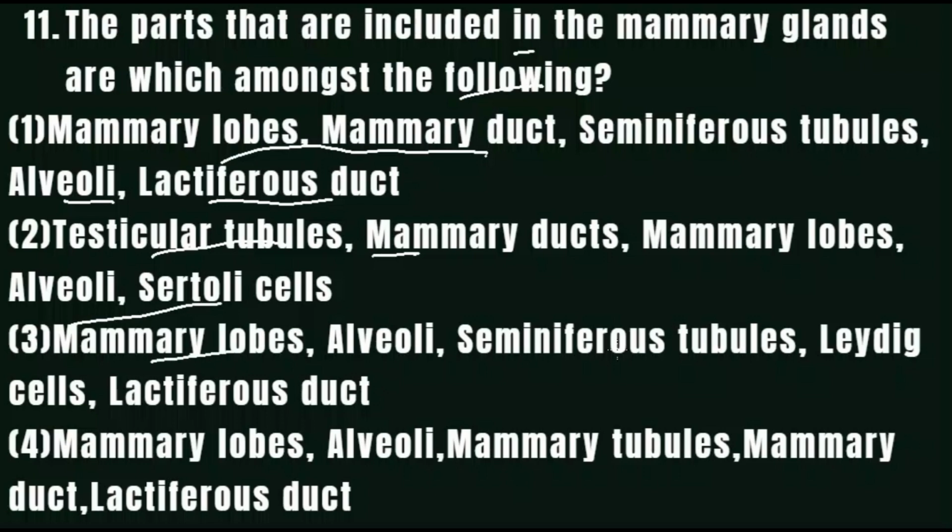Option 3, mammary lobes, alveoli, seminiferous tubules, Leydig cells, lactiferous duct. Option 4 says mammary lobes, alveoli, mammary tubules, mammary duct, and lactiferous duct. So the answer is option 4. Why? Because all the other options have some parts from the male reproductive system, like seminiferous tubules, testicular tubules. That's not the answer. Option number 4 is the answer.